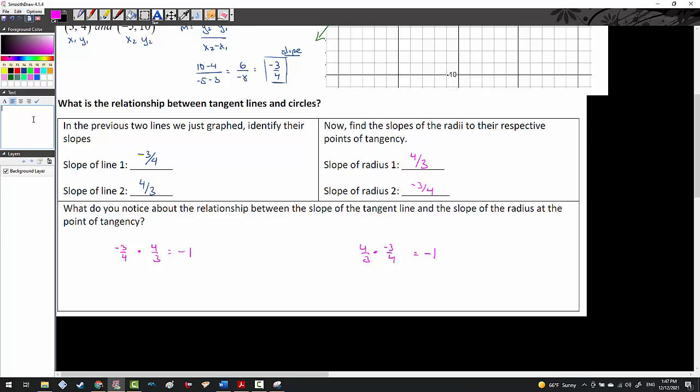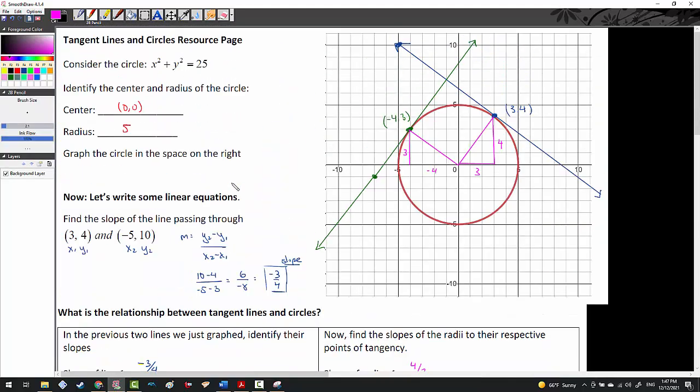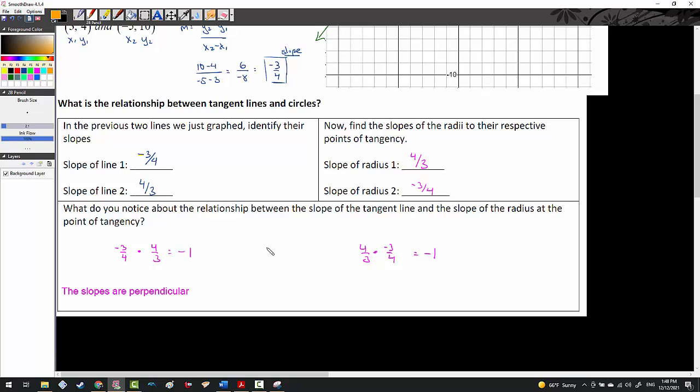The relationship we're trying to get you to see here is that the slopes are perpendicular. The slopes are perpendicular to each other. They form a 90-degree angle every single time. So if I draw this in a different color, I'll do it in orange. This radius and this tangent line create a 90-degree angle like that, and this radius and this tangent line create a 90-degree angle like that. So that is the big takeaway from this, that the slopes are perpendicular.